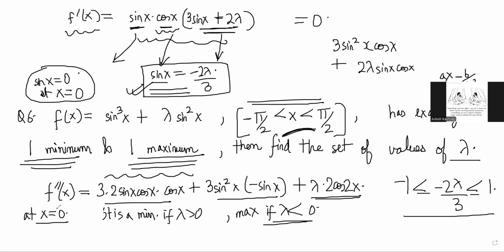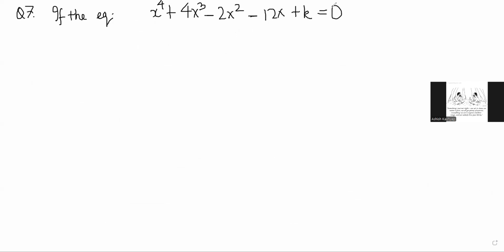Okay. The next problem is this: if the equation x power 4 plus 4x cube minus 2x squared minus 12x plus k equal to 0 has 4 real roots, find the set of values of k.